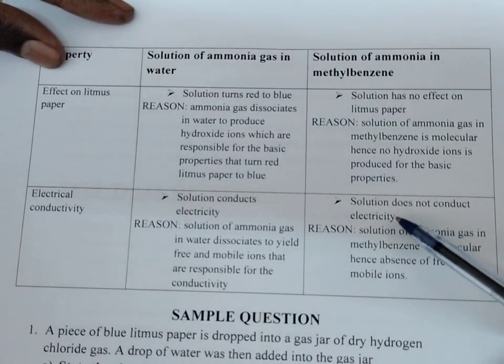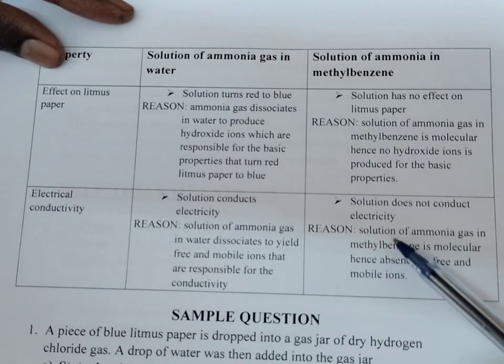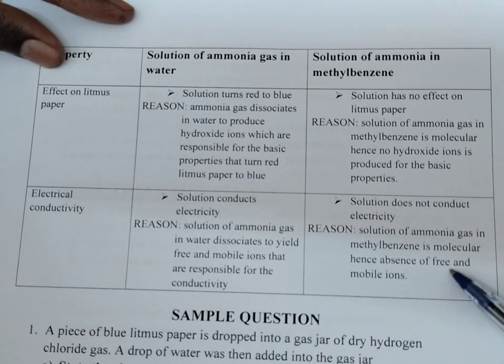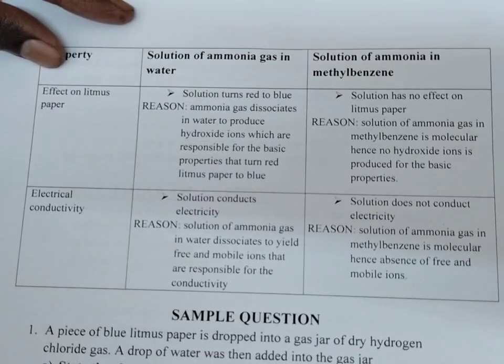What happened to ammonia gas in methyl benzene? The solution does not conduct electricity. Why? Solution of ammonia gas in methyl benzene is molecular, hence absence of free and mobile ions. There are no free and mobile ions, thus there is no conductivity.